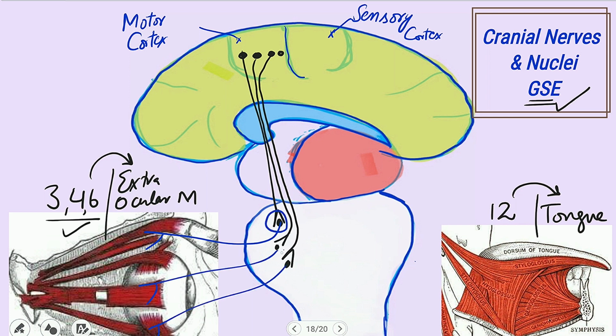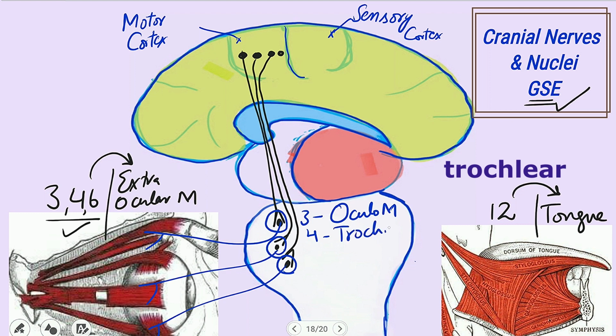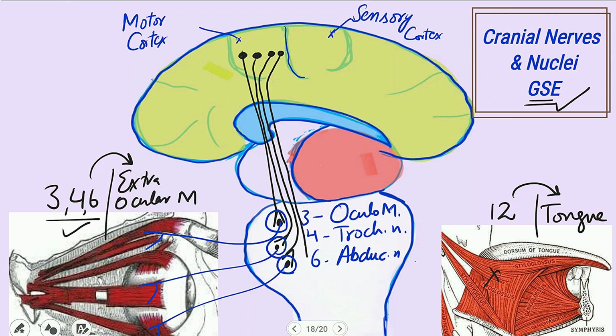These are the nuclei. The nucleus of the third cranial nerve is known as the oculomotor nucleus, the nucleus of the fourth cranial nerve is known as the trochlear nucleus, and the nucleus of the sixth cranial nerve is known as the abducent nucleus. Likewise, for the muscles of the tongue, we have a motor neuron that is present in the frontal lobe motor cortex. It will descend downwards in the brainstem, and here it will synapse with the lower motor neuron.